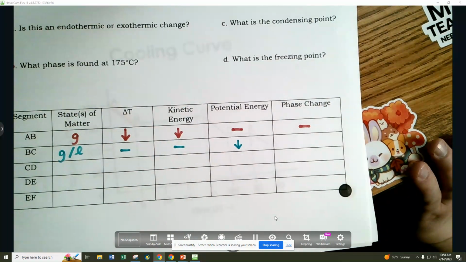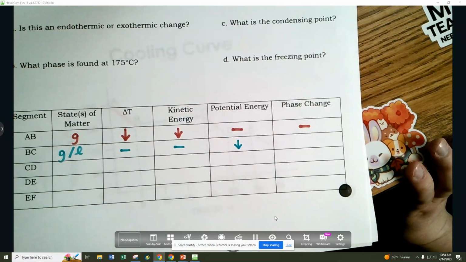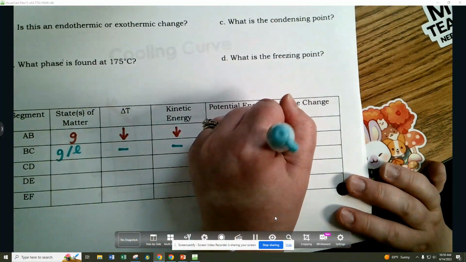So again, as we remove heat, we're removing energy. So we can remove kinetic and we can remove stored energy. So the phase change happening here is condensation.